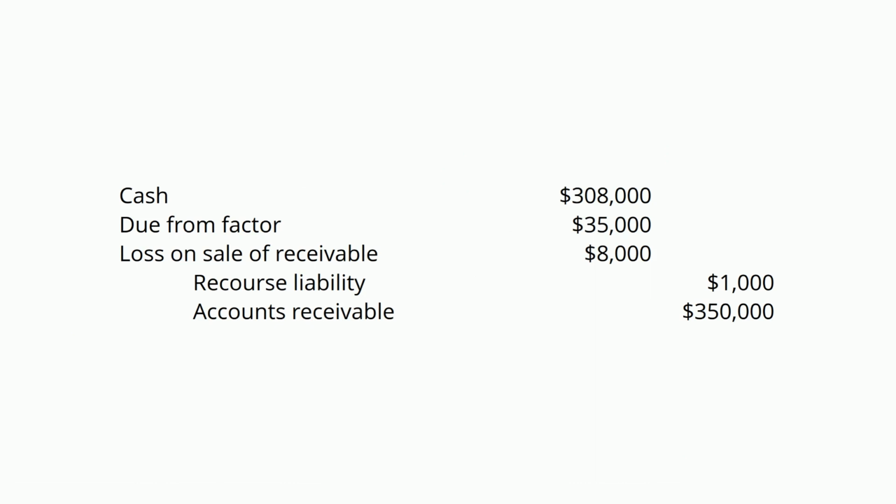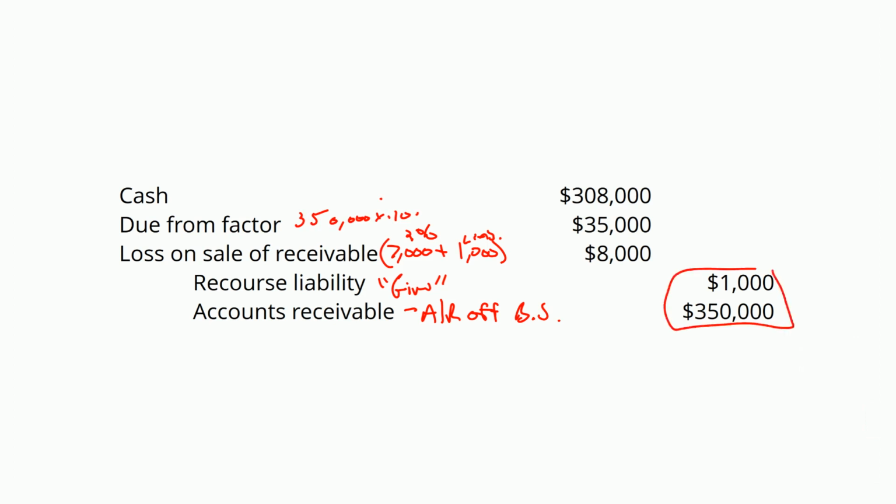Alrighty, so one more time, your journal entry. Okay, we remove the account receivable. So if we treat it as a sale, we have to remove our accounts receivable. So the account receivable comes off the balance sheet. This is our recourse liability given information. Okay, the loss on the sale was the sum of the 2% fee plus that $1,000. Okay, so the 2% fee plus the $1,000 given liability. The due from factor was the $350 we sold times 10%, and then we backed into the cash. The sum of the credits, $351.